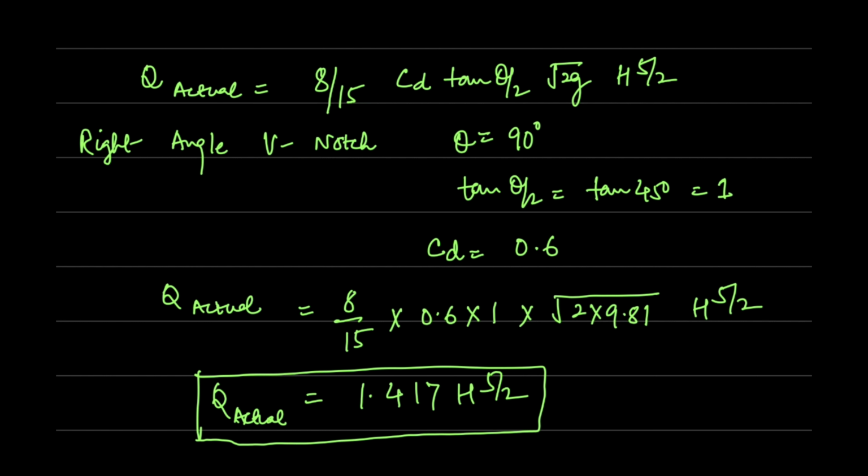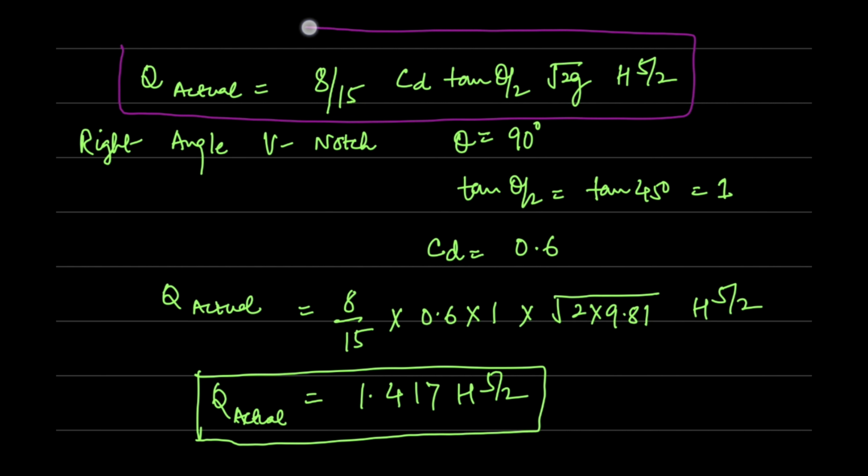Now the important thing is that this value of 1.417 is valid only when we have considered the CD value of 0.6 and g value of 9.81. If we take the g value as 10 or a different value of CD, the equation for the right angle V notch will be somewhat different. So in my opinion, you need not remember this particular formula. If you remember the original formula of Q actual, then for any kind of V notch, with the given value of CD, you can figure out the final value of Q actual.